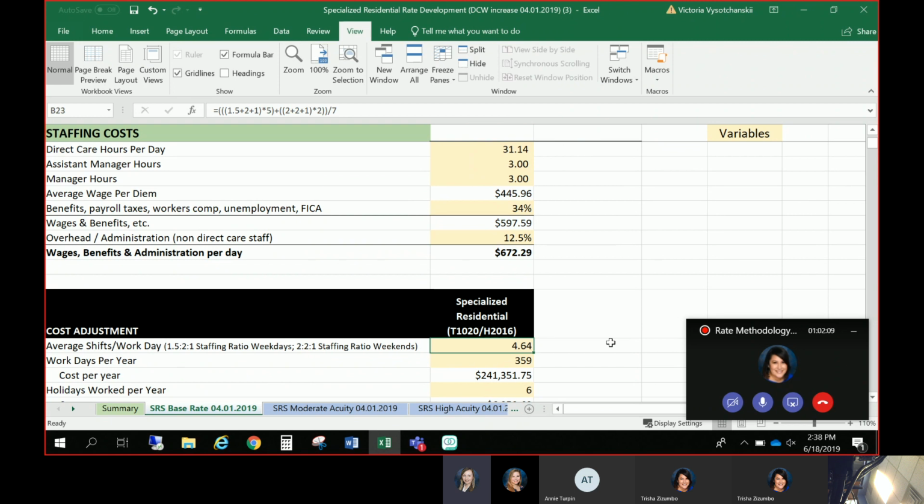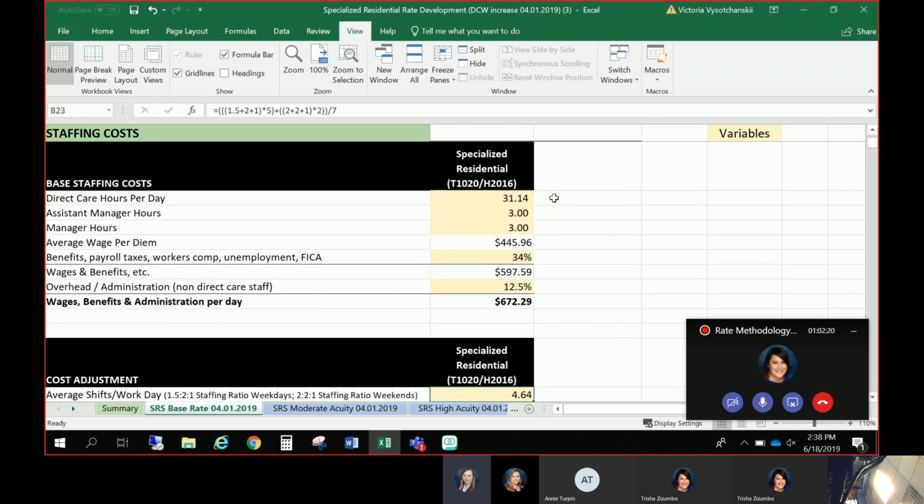So this 4.64 represents a staffing ratio of 1.5 to 1 on weekdays and 2 to 1 on weekends. And then that amount flows up here to direct care hours per day. So for 4.64 shifts per day, that is about 31.14 hours of direct care from direct care professionals. Then we also took into consideration assistant manager hours and manager hours, and those variables will be going up based on the level of need of the individual.